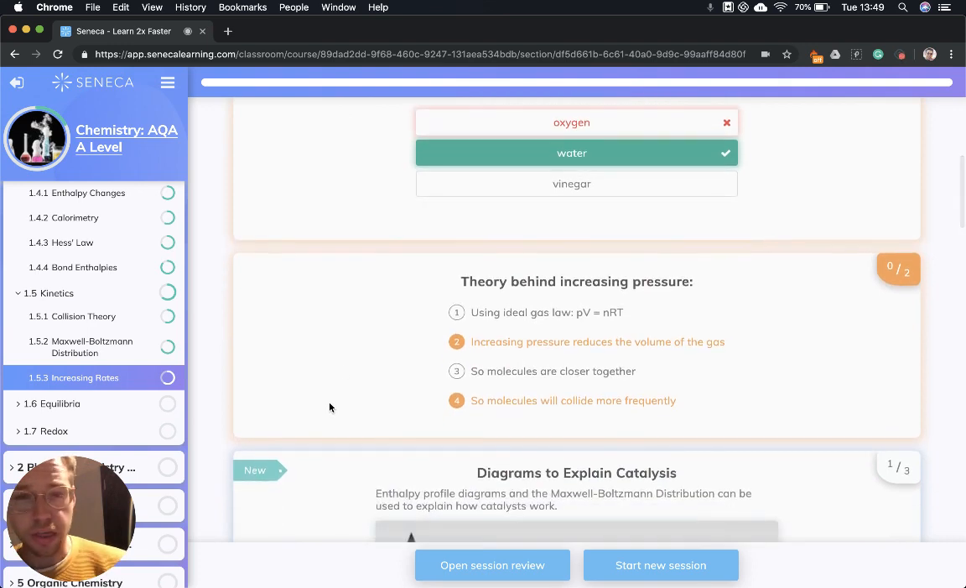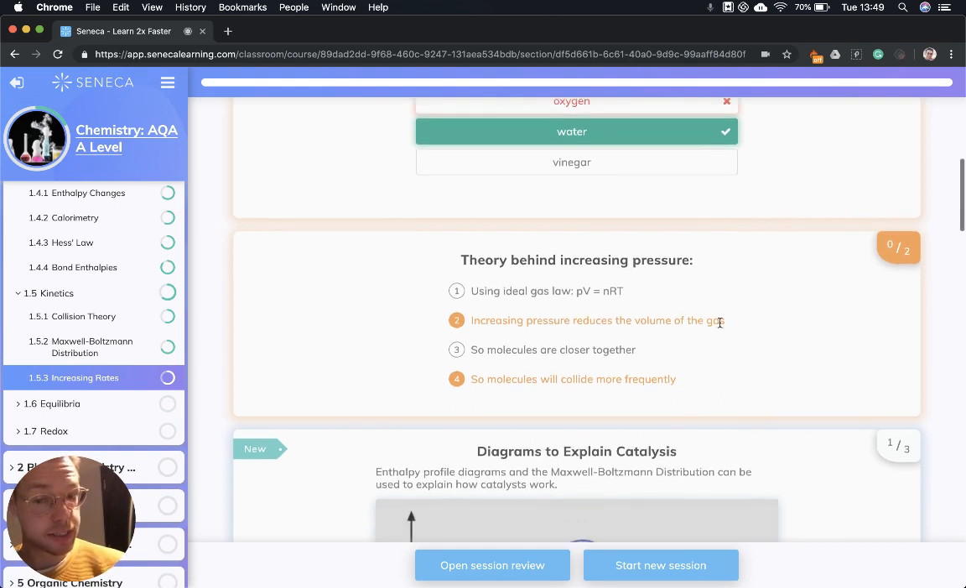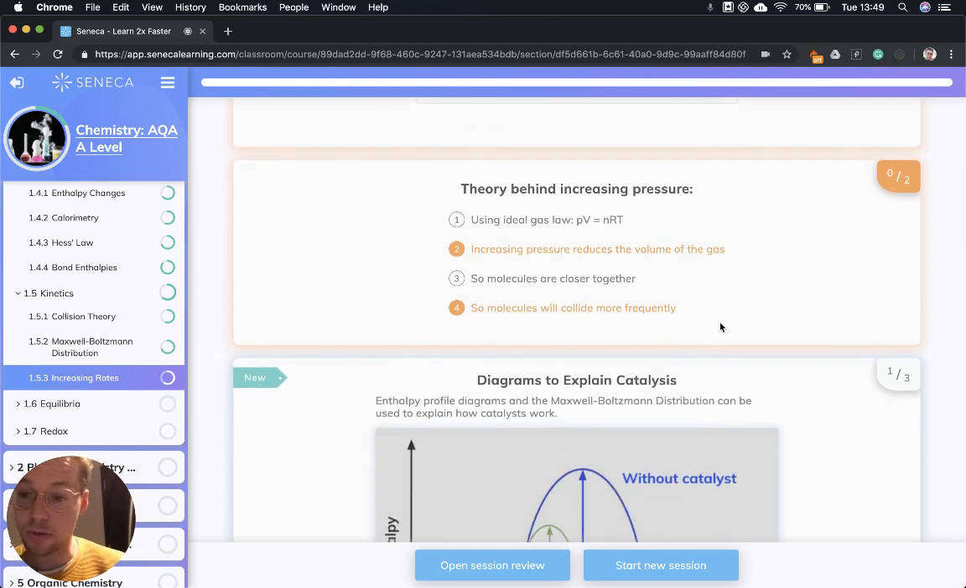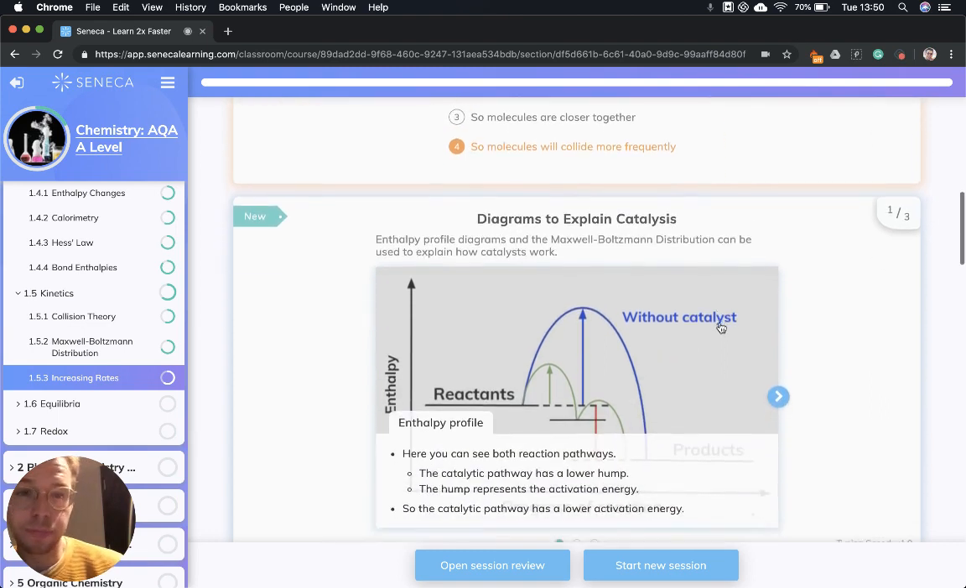Let's go into the theory behind increasing pressure again. Let's think about that ideal gas law, PV equals nRT. So if we increase the pressure, we're going to reduce the volume of the gas. This means the molecules are closer together, so they will collide more frequently. So the theory behind increasing pressure all relies on that nice little ideal gas law, PV equals nRT. Increasing the pressure, we reduce the volume.